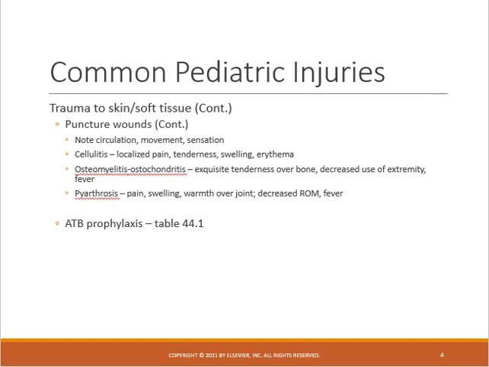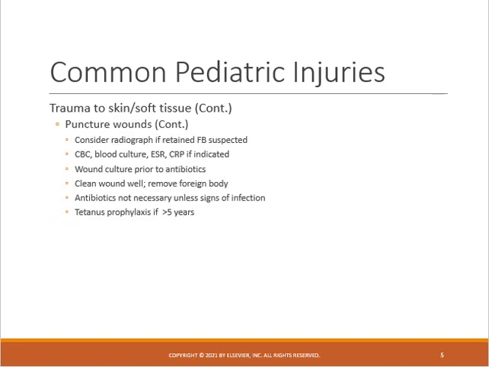There's an antibiotic prophylactic table that's found on page 921 on table 44.1 that is good to be aware of. So be sure and review that. Other tests that you might be doing, if necessary, would be some type of imaging if you're concerned for a retained foreign body, lab work, wound cultures, and of course these need to be done prior to antibiotics if there was concerns, and antibiotics only if there was concerns for infection.